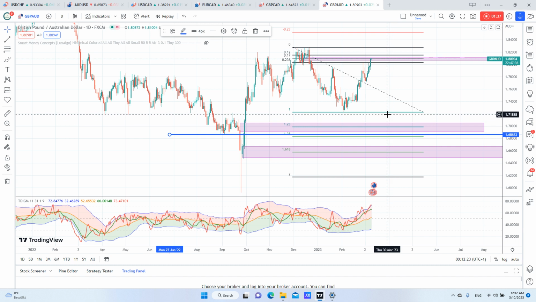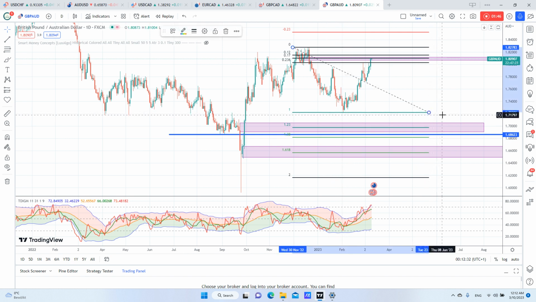So basically, you will want to come and take this liquidity here. So the first target will be the liquidity underneath this one. The second one will be the 1.23 Fibonacci extension, and maybe the 1.38. If you are greedy, you can wait to the 1.61. That's it for the pound AUD.